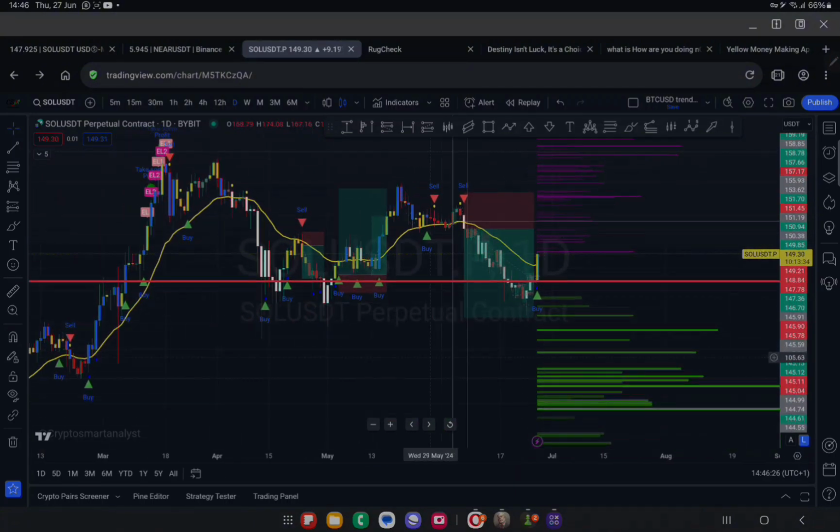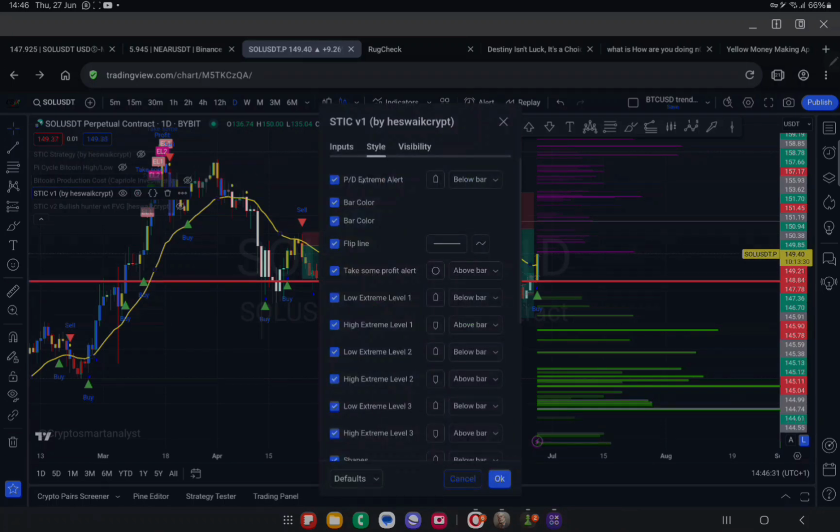And if you want to disable any of the alerts, you can easily go to the settings. Let's say I want to disable my PD. Or probably when you're merging, right? I mean, when I merge STIC version 1 and version 2, yes, I'm going to show how to do that.